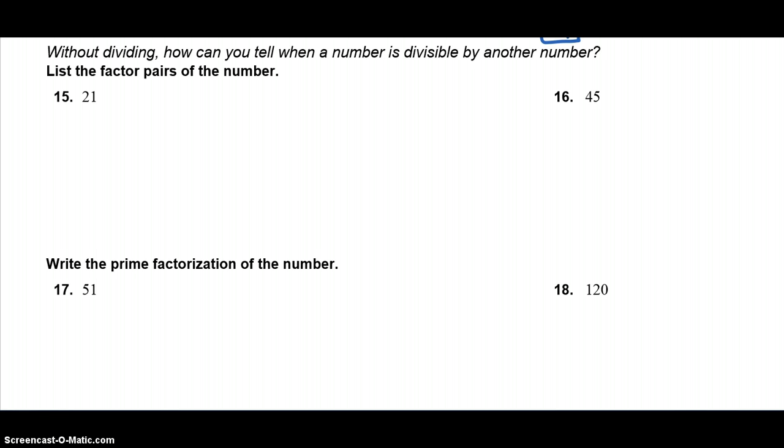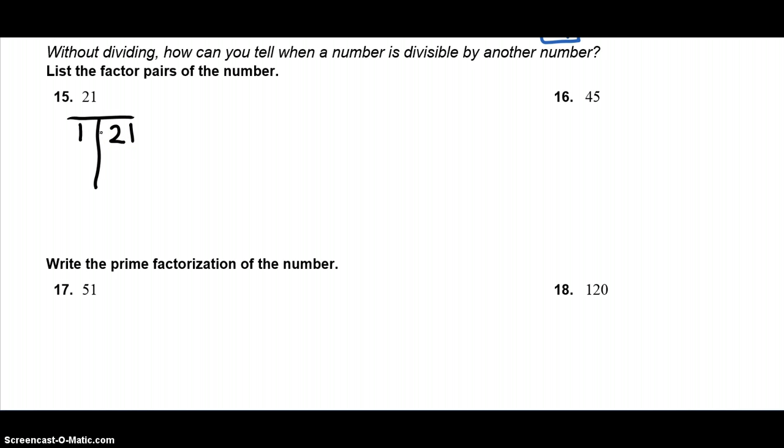And our directions say list the factor pairs of the number. So I have for number 15, the number 21. So here I'm going to make a T-chart. You could also do the listing or that rainbow method. But what I'm trying to do is find two numbers when I multiply them together equaling 21. So again, like I always say, we start with the factor of 1. Every number has a factor of 1, and it's always 1 and itself. 1 times 21 is 21.